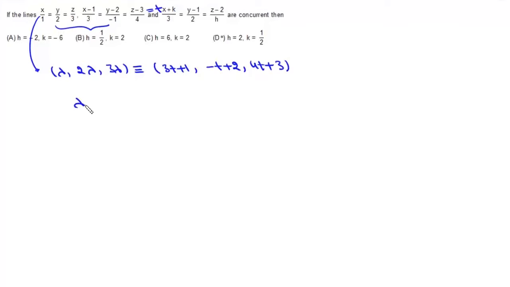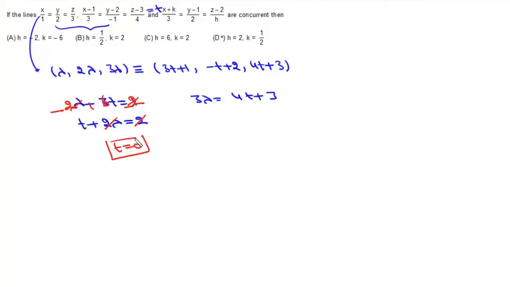Now we equate them. We'll get lambda minus 3t equal to 1, t plus 2 lambda equal to 2, and then 3 lambda equals 4t plus 3. We'll multiply the first equation with 2, so it will be 2 and then 6 and then 2. Then we'll subtract the first from the second. So 2 lambda will cancel, and plus 2 minus 2 will also cancel. We'll get the value of t as 0. So the value of t is 0, and if you put t as 0, we'll get lambda as 1. Now if we put t as 0 and lambda as 1, it satisfies this third condition.